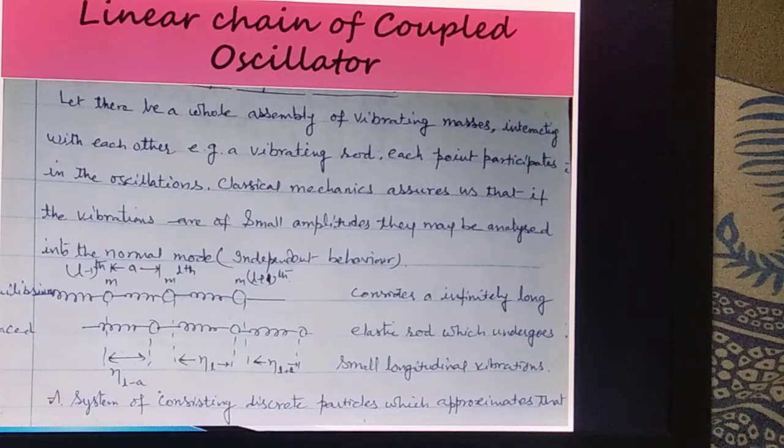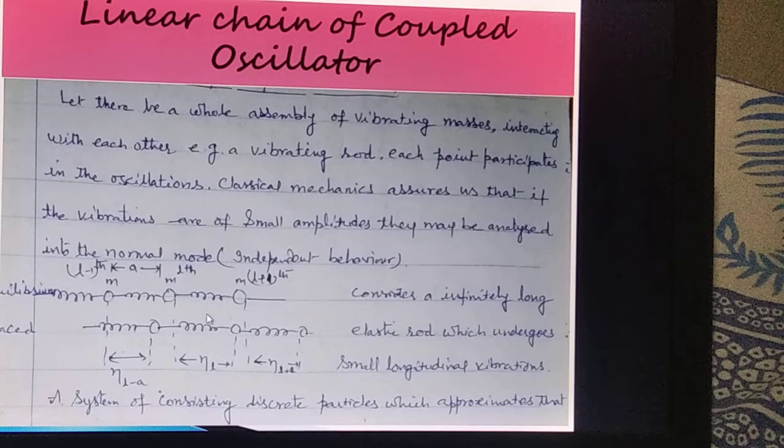type assembly. So here we are assuming that all of the particles are participating in the vibration or oscillation, and the amplitude of vibration is very small, so we can treat the problem in normal mode. These springs are having the spring constant small g, and the separation between two neighboring particles is small a.